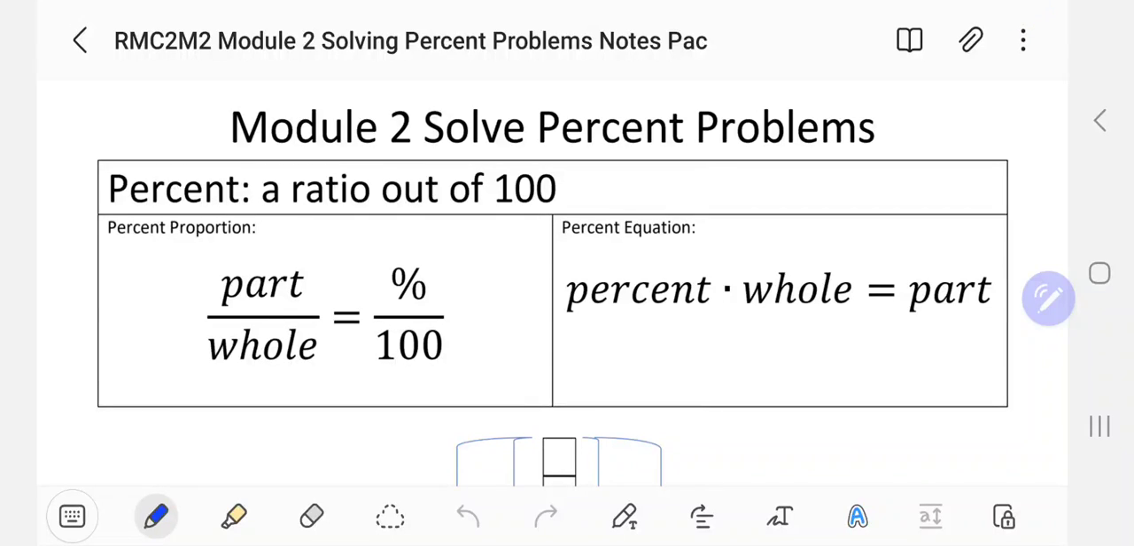Let's go. We got module 2. Let's get it started. I gave you a little intro on Friday, but this is where we really dig in and get to work. So we got percent problems. Yippee. All right, guess what?